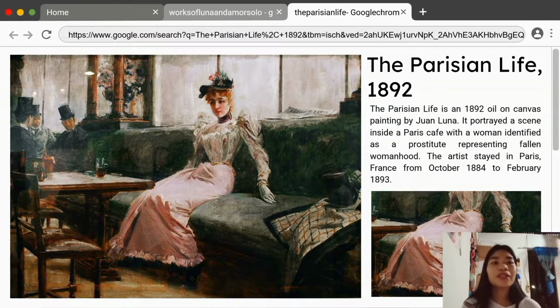This period in Luna's career in painting is known as the post-academic or the Parisian period, a time when his style moved away from having dark colors, the academic palette, and became increasingly lighter in color and bloom.